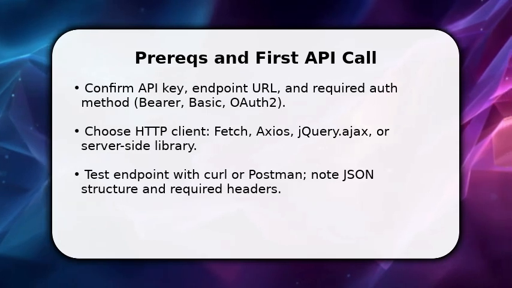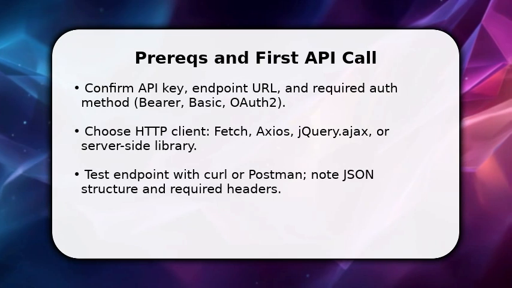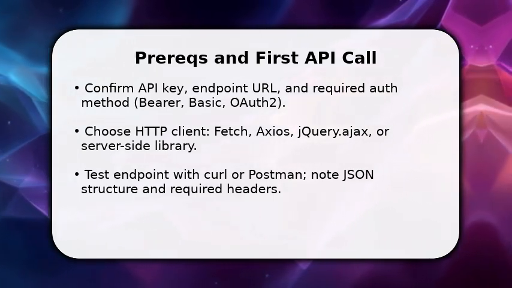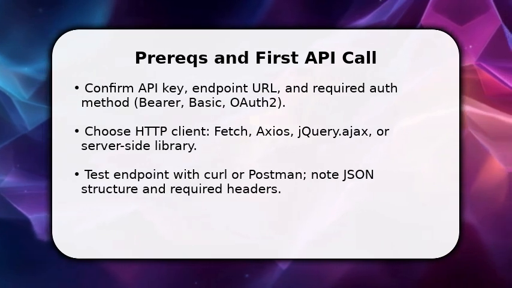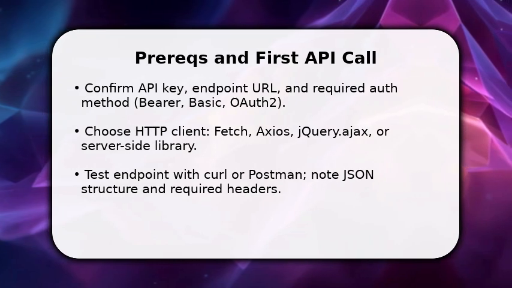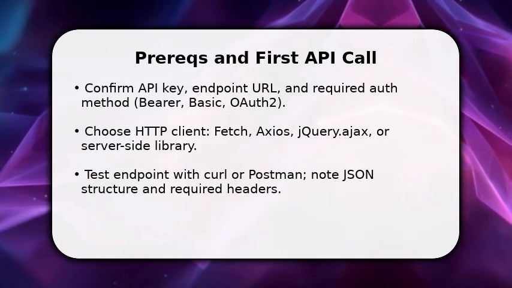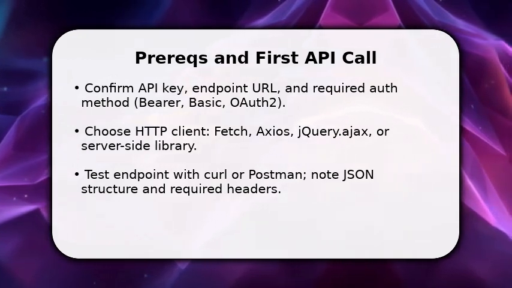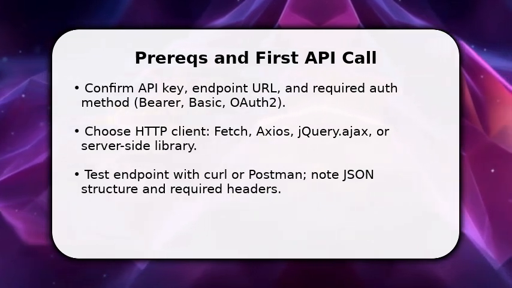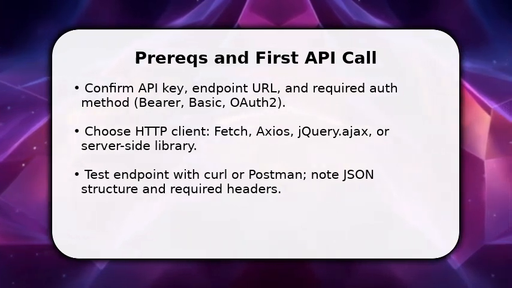You start by verifying prerequisites: API key, endpoint, and auth type, so you can request data immediately. Once you have credentials, pick an HTTP client such as Fetch or Axios in your app and set headers like authorization and content type. Next, run a sample call using curl or Postman to inspect the JSON response and required parameters. This early testing prevents guesswork. Make sure to record response formats and error codes before integrating into your site.